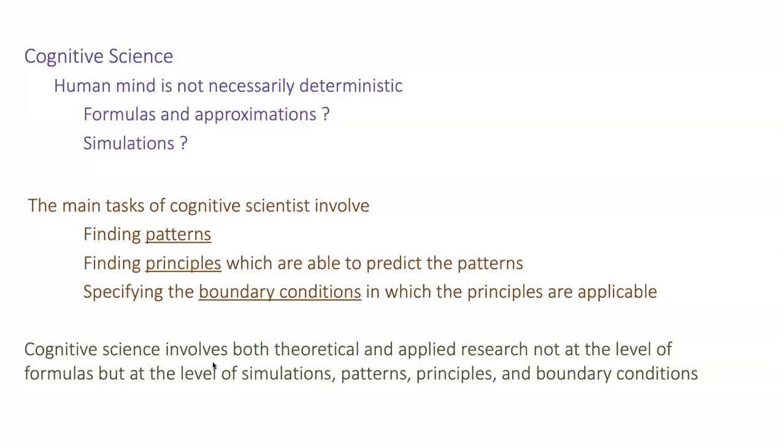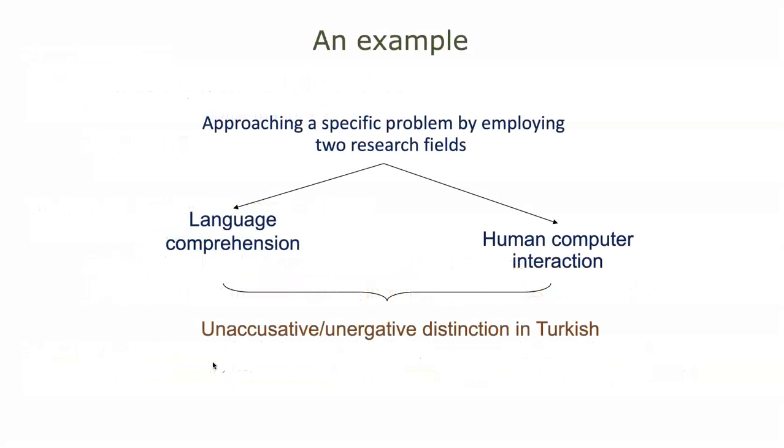So this gives us the short lesson, the minimum that we have to work on. Whatever domain you work in cognitive science, you will be responsible for finding patterns and principles and their boundary conditions. So this is more or less what we are doing. We are not running after formulas or approximations, but this is important. So this should also be your focus. Let me at this stage provide a few examples.